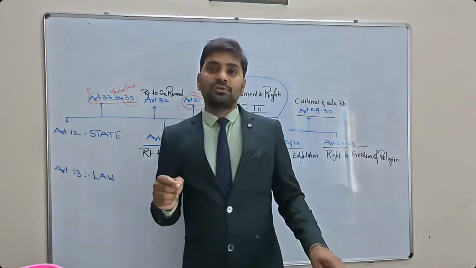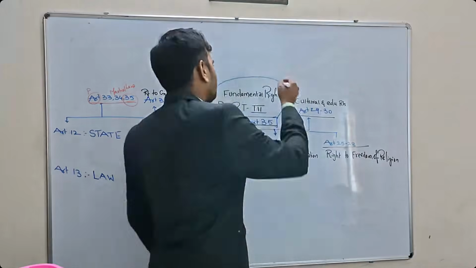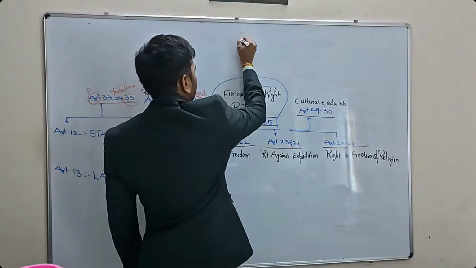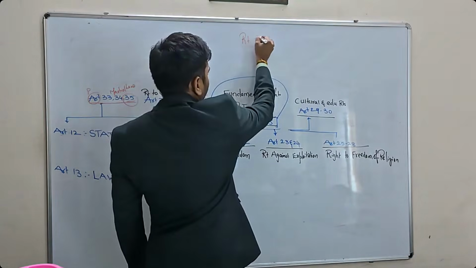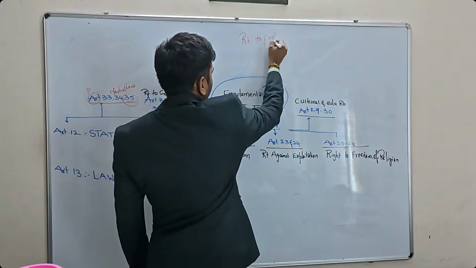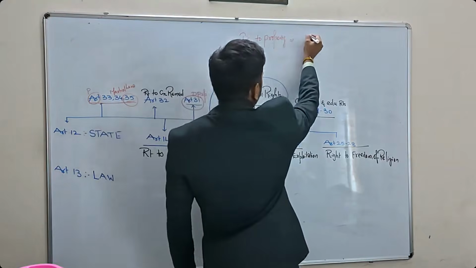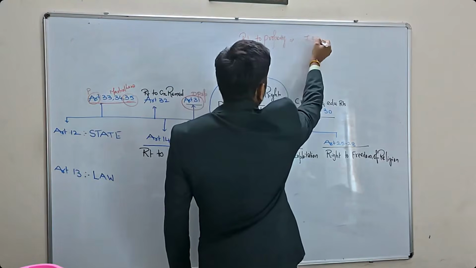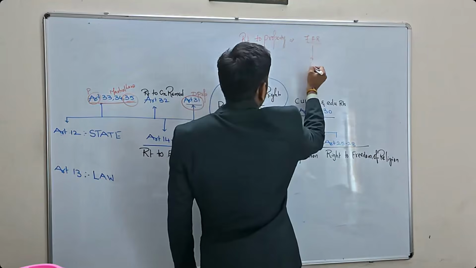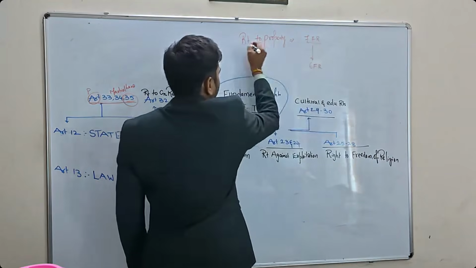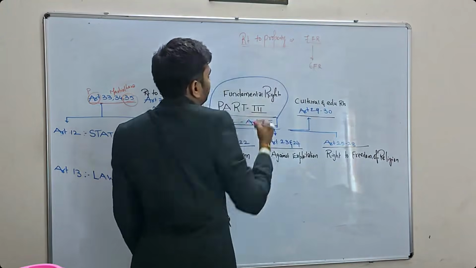In the original constitution, however, you have another right that is called right to property. Hence, in the original constitution, you had 7 fundamental rights, but today they were reduced to 6 fundamental rights, which means one fundamental right was taken away.